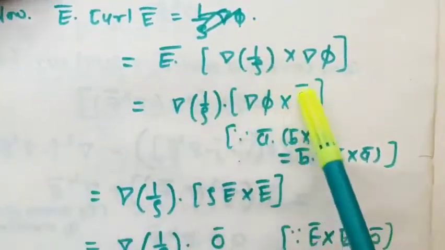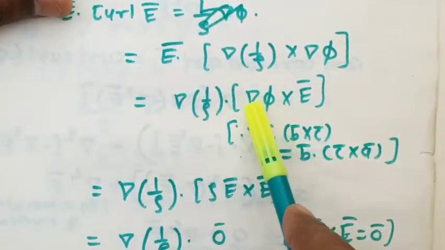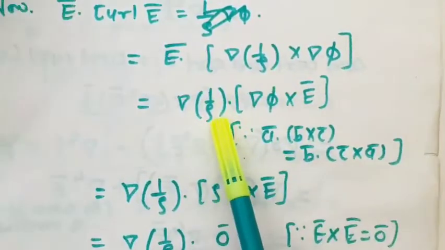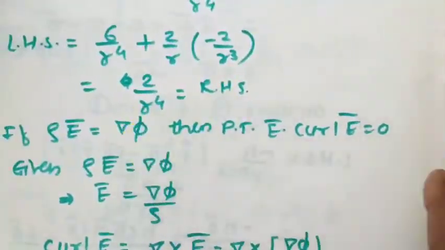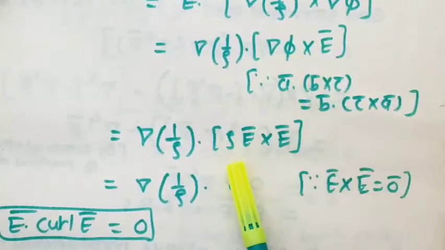Okay. This step you need to understand. This is by using the property of box product. Now after this step, the value of del phi is given to you in the beginning question. Del phi is rho E bar. That value again I have substituted here: rho E bar cross E bar.